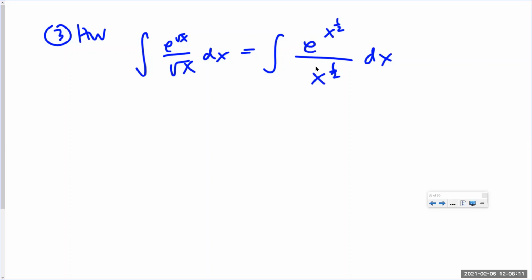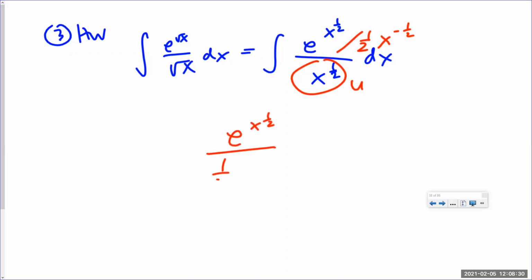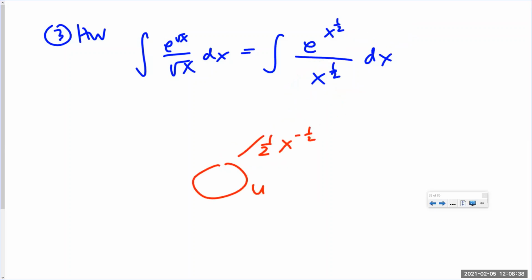If I made this bottom my u, the derivative of that would be 1/2 x, subtracting 1, so negative 1/2. Do my x's cancel out like that? No, right? Because it's e to the x^(1/2) over 1/2 x to the negative 1/2. e to the x is not the same thing as x. So this is not a u substitution. Get that out of the way.